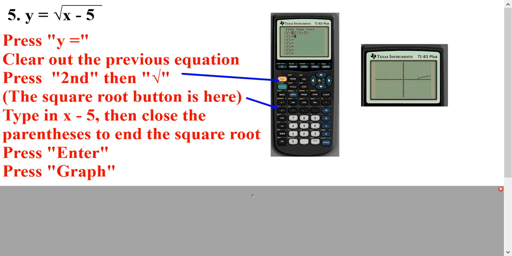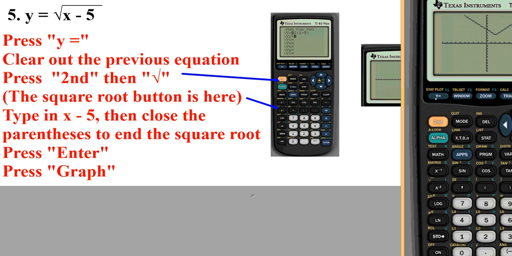To get to the square root button, you have to press second and then the x squared button, because if you can see in yellow right here, the square root is above the x squared button. So you press second square root and then type in x minus 5, and then we want to close our parentheses to show that the x minus 5 is all underneath the square root sign. And then we'll press enter and graph it.